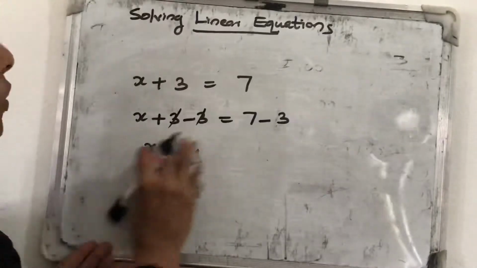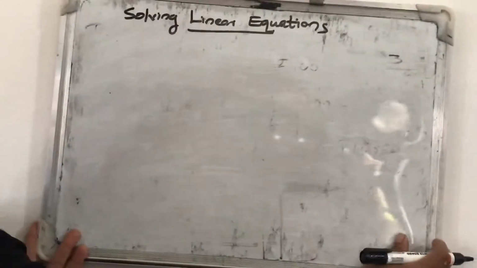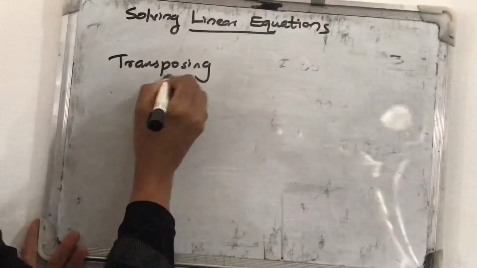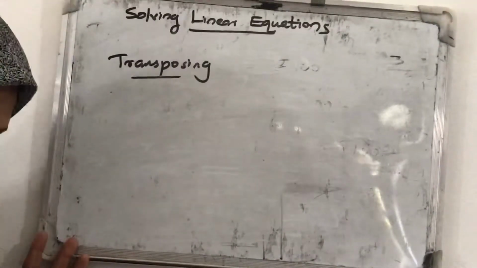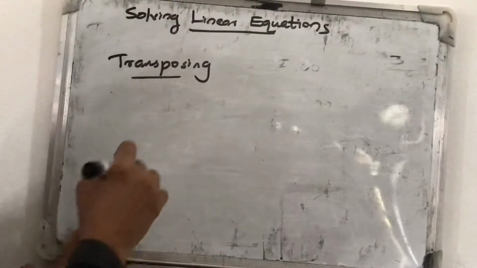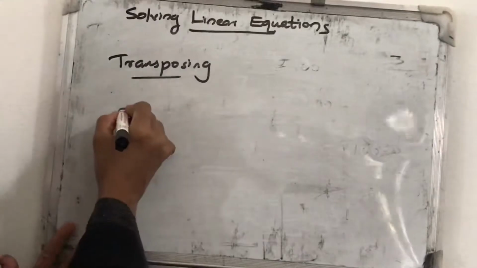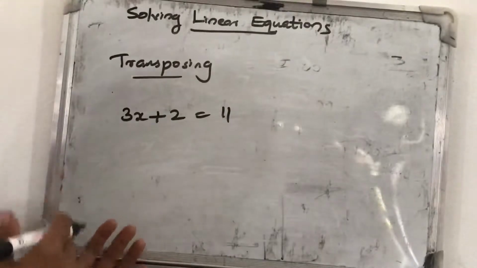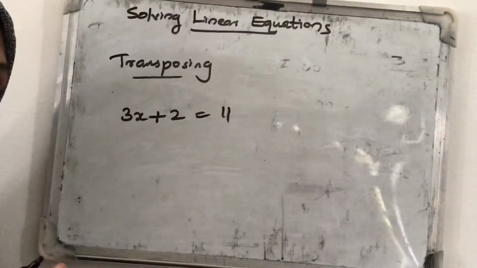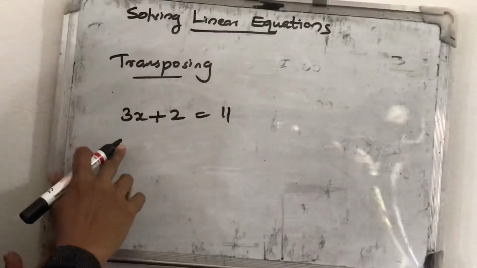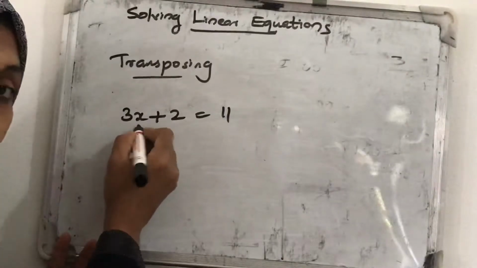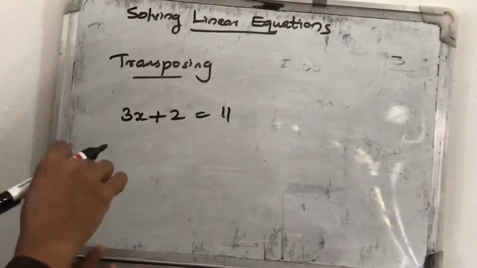So another method is also there. The second method is the transposing method, or transposition method. Normally we use this method. So for that, take one equation of this type. One question we can take: 3x plus 2 equals 11. How can we solve this equation? Solving means finding the value, or finding the roots of this equation. What does finding roots of the equation mean? It means finding the value of the unknown variable. Here we want to find the value of x.